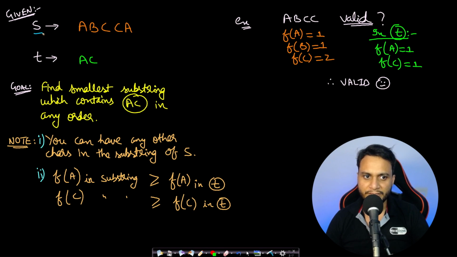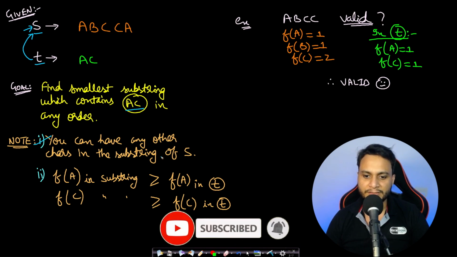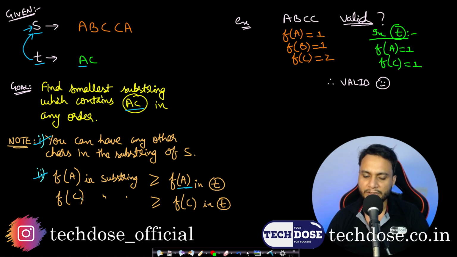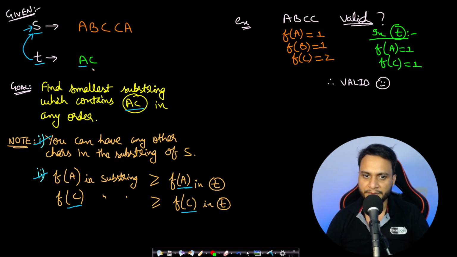Let's say that you are given string s and string t, and the goal here is to find the smallest substring which contains AC in any order in string s. So t has to be found in s, and the important thing to note is you can have any other characters in the substring of s. The second thing is the frequency of a in the substring, whatever substring you take from s, must be greater than or equal to the frequency of a that is present in t, and similarly the frequency of c in the substring must be greater than or equal to the frequency of c in t.